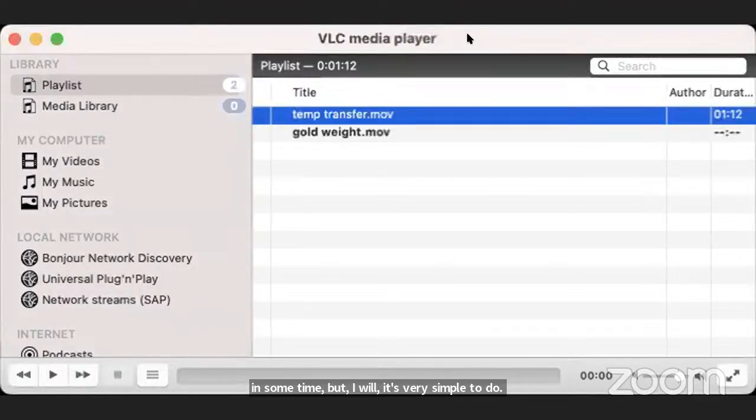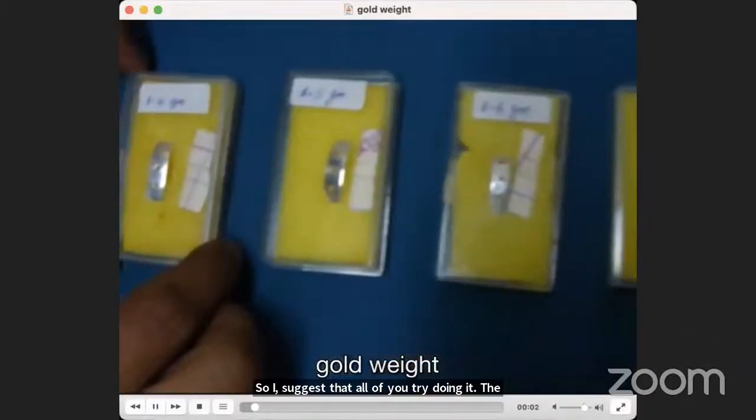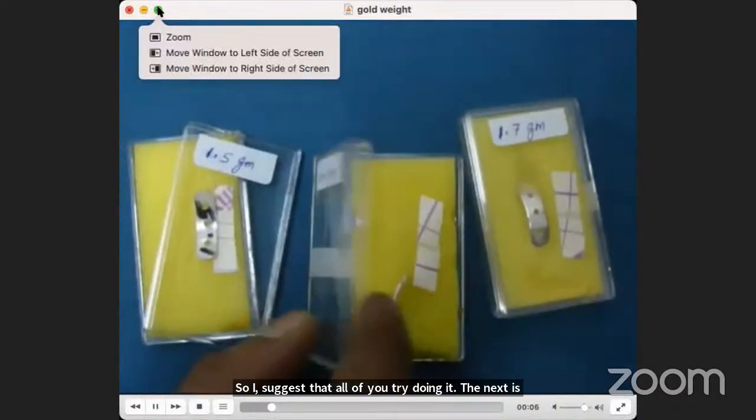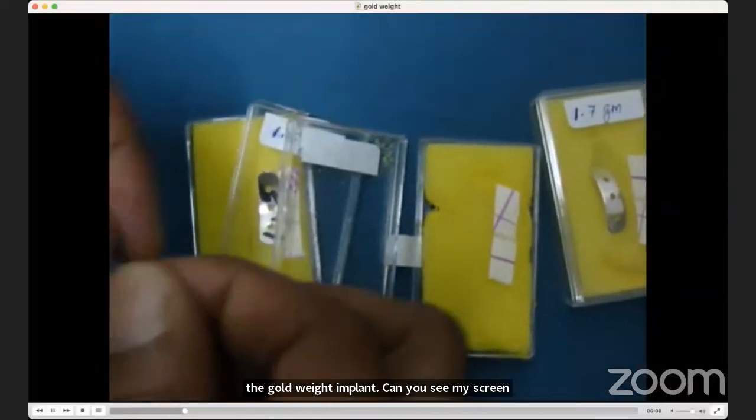The next is the gold weight implant. Can you see my screen? Yes, sir. Yeah, it is seen.